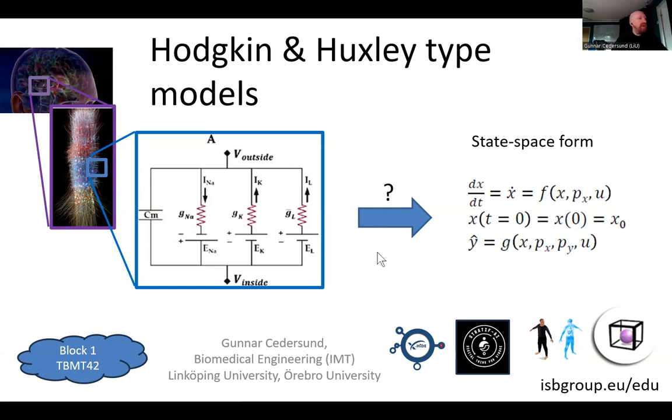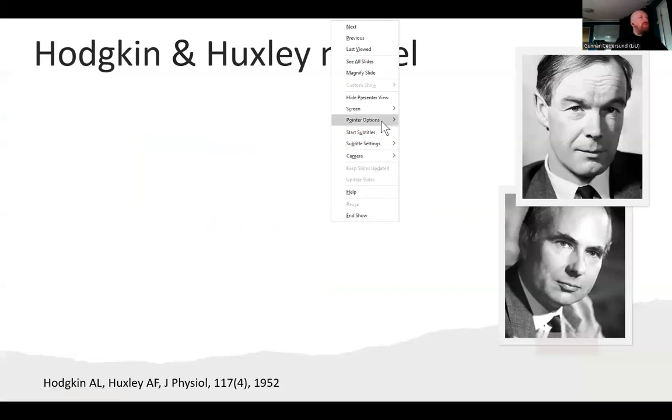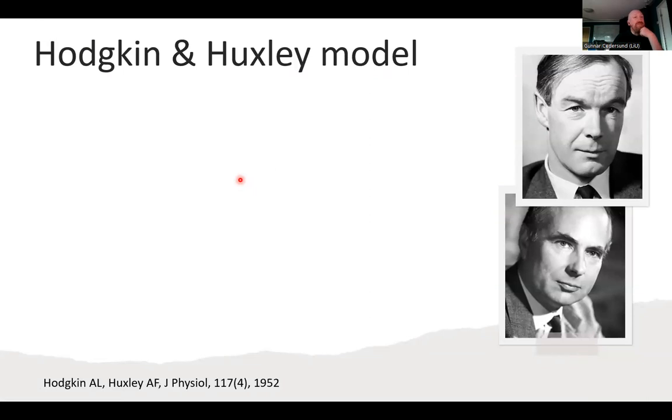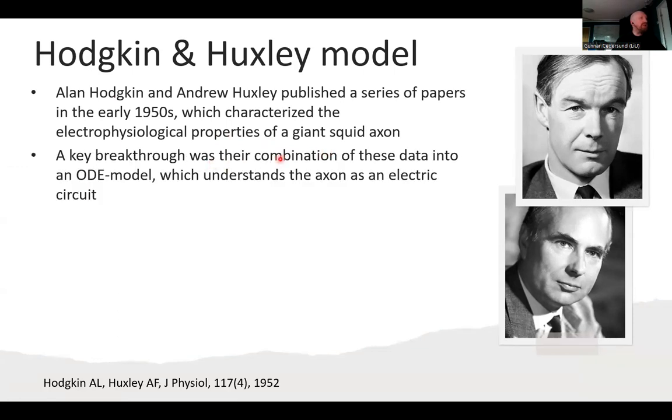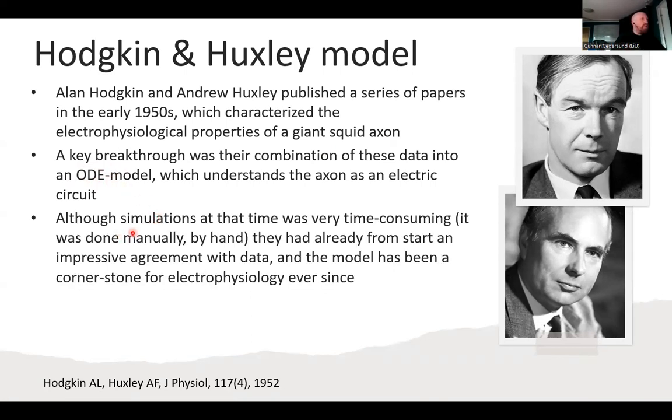Okay, let's dive in. And let's change the pointer to laser pointer. Okay, fine. Hodgkin and Huxley. You see here, Hodgkin and Huxley. They published a series of papers in the early 1950s, which characterized, first experimentally, the electrophysiological properties of a giant squid axon. So they looked at a single nerve and characterized its electrophysiological properties. A key aspect of the big breakthrough was that they combined these experimental characterizations and the parameters that they could determine into an ordinary differential equation model, which they then were able to simulate to get a good agreement with data.